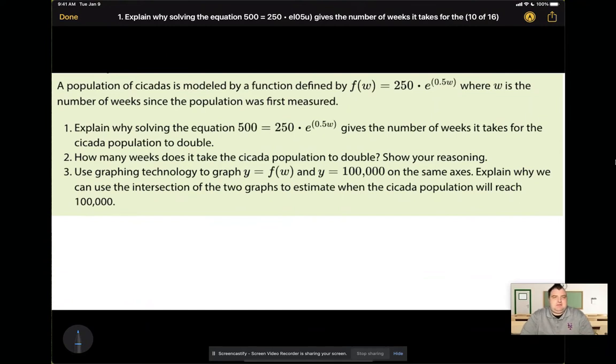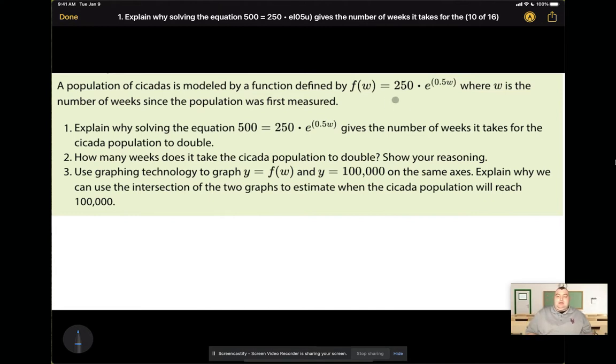A population of cicadas is modeled by a function defined by f(w) = 250 e^(0.5w). This is that alternative exponential growth formula that uses e, where w is the number of weeks since the population was first measured. Explain why solving the equation 500 = 250 e^(0.5w) gives the number of weeks it takes for the cicada population to double.